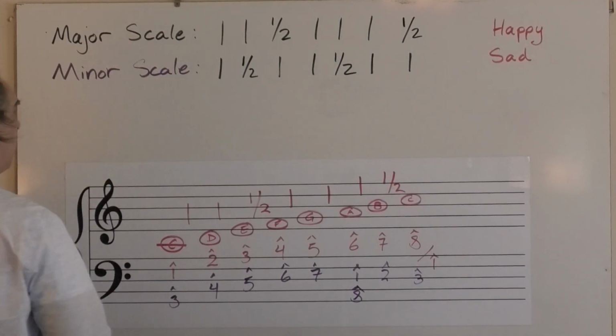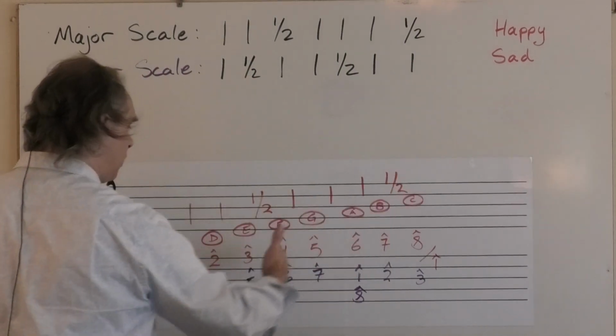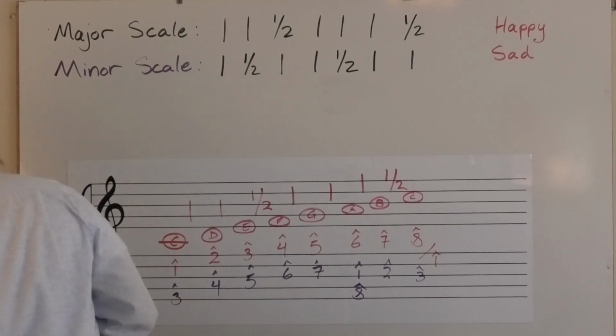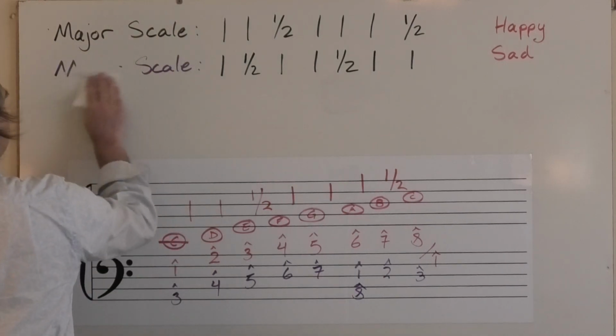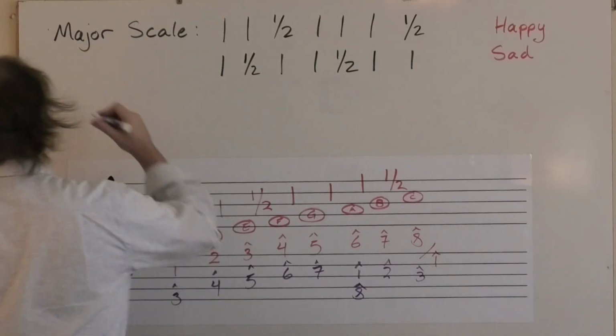Now this is actually called the natural minor scale because there are other minor scales. And it's natural because all we're doing is shifting over from the major scale. So I'm going to erase the phrase minor scale and change it to natural minor scale.